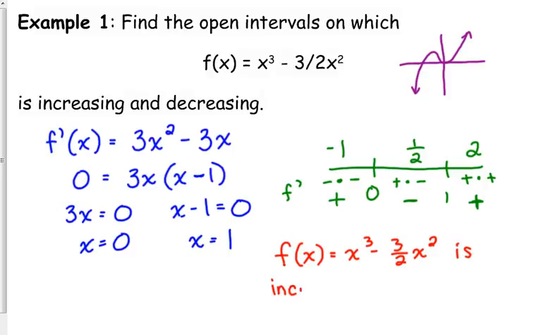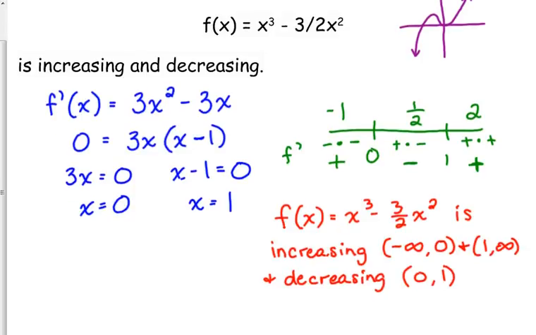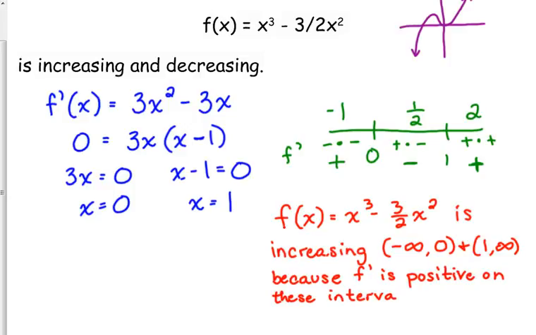f is increasing from negative infinity to 0 and from 1 to positive infinity, and it is decreasing from 0 to 1. Actually, let me put some reasons in there. It is increasing because f prime is positive on those intervals, and it is decreasing from 0 to 1 because f prime is negative.